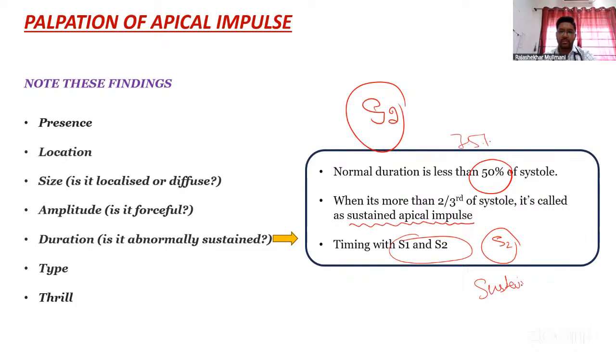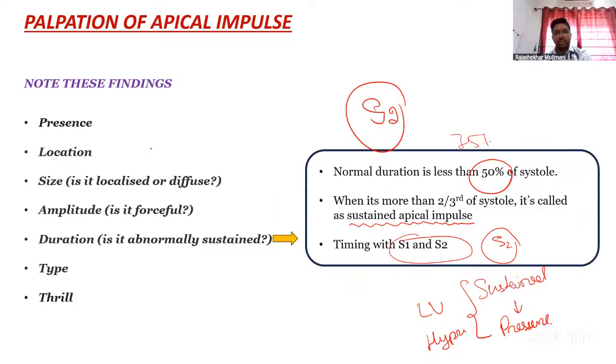So the sustained apical impulse is usually a feature of pressure overload. For the left ventricle, it is usually aortic stenosis, HOCM, that is hypertrophic cardiomyopathy. Then systemic hypertension, long-standing systemic hypertension, can also cause a sustained apical impulse, which tells you that the LV is hypertrophic. That is called concentric hypertrophy.